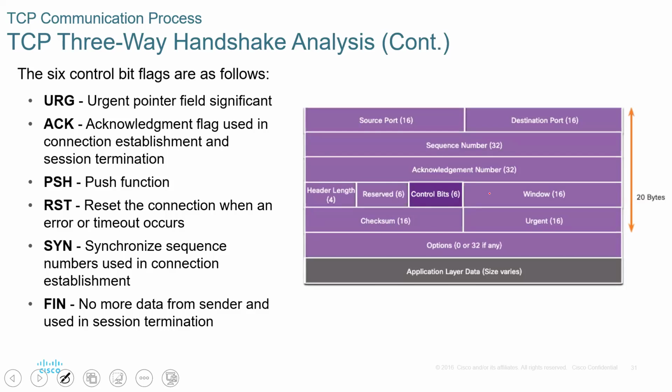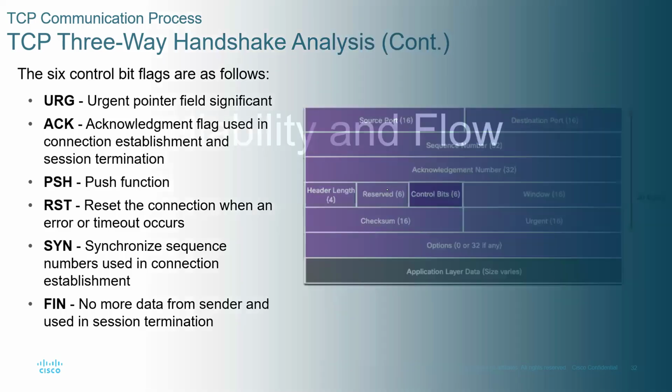But there are certain flags. Remember, in the header information, there is a column where it talks about the control bits. And in that control bit, there is certain information that is being put in there to explain what happens or maybe flag certain situations. If what is inside there is URG, which means urgent pointer field is significant. If what is there is ACK, which is acknowledgement. PSH is push function. RST is reset the connection when an error or timeout occurs. SYN is synchronized sequence numbers used in connection establishment. And then FIN, no more data from sender and used in session termination.